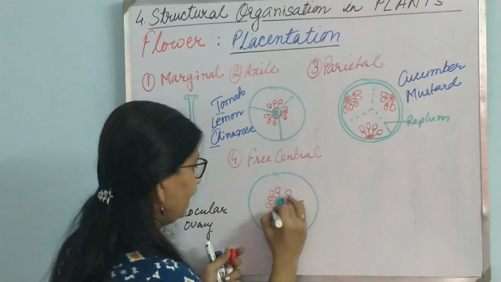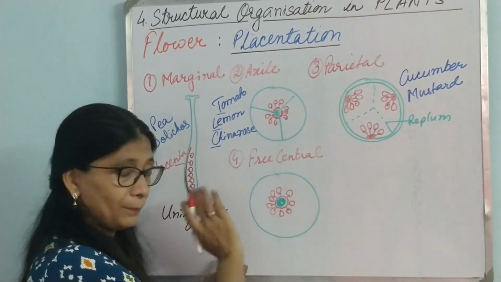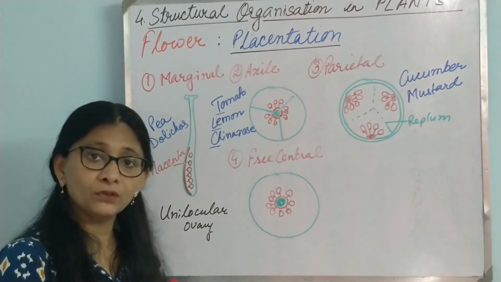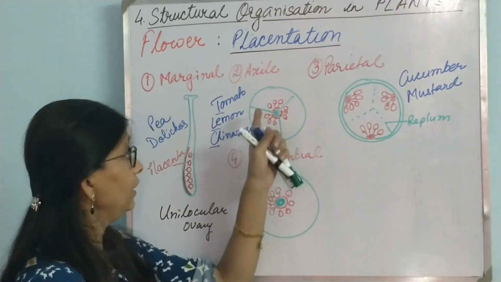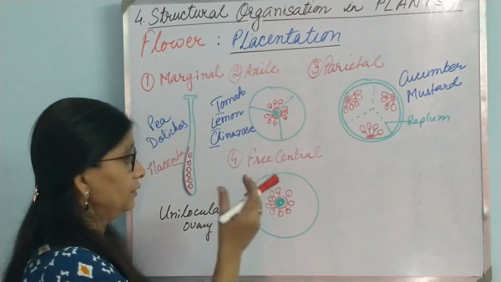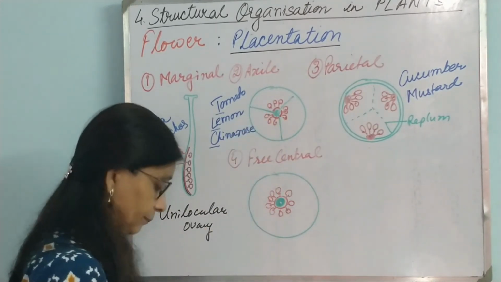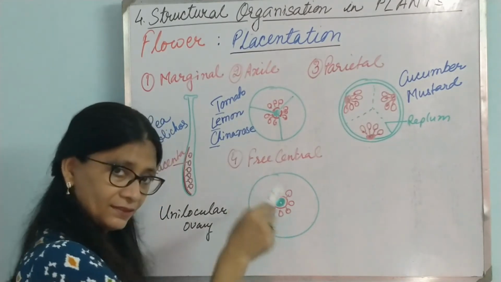It is very much like axile only, but the placenta, the margin, the septum, they have dissolved. There is no septum in this. So this is the difference between axile and free central. Axile has septum, but free central does not have any septum. And the placenta is in the center part.